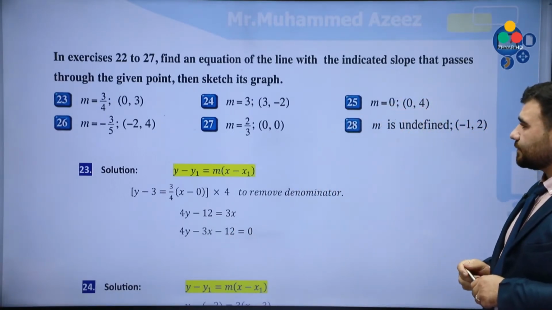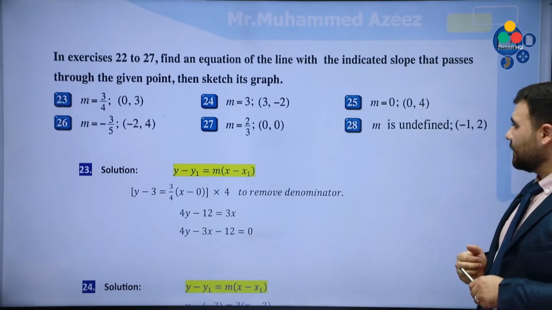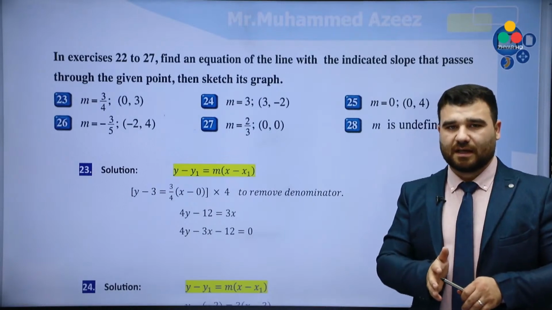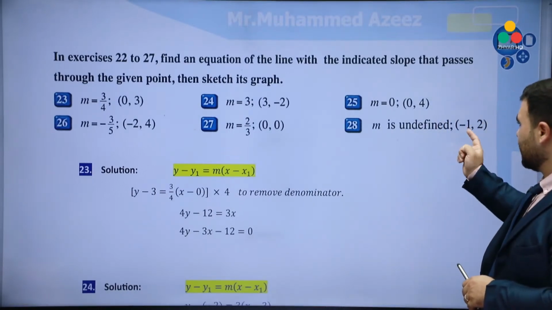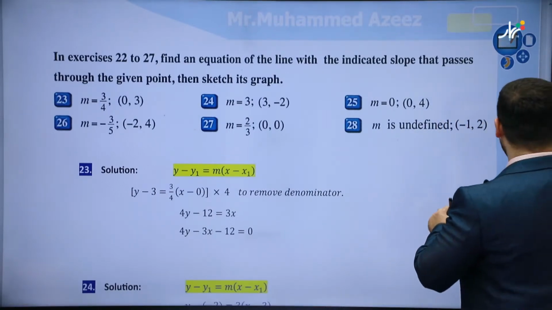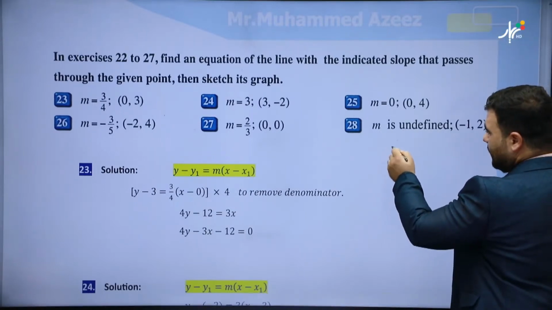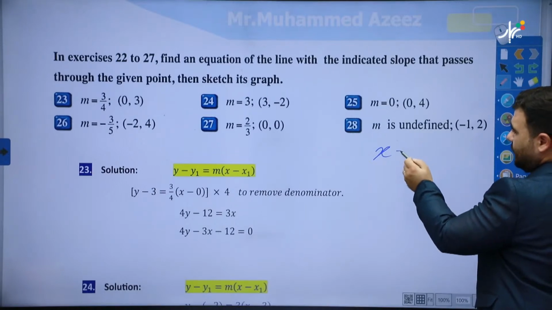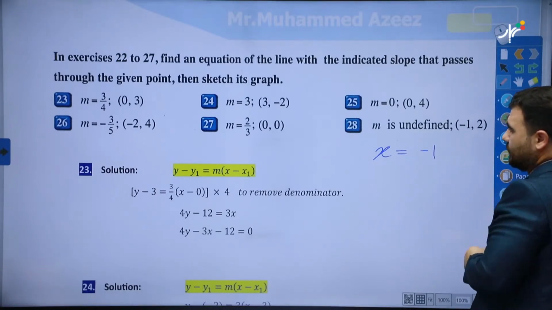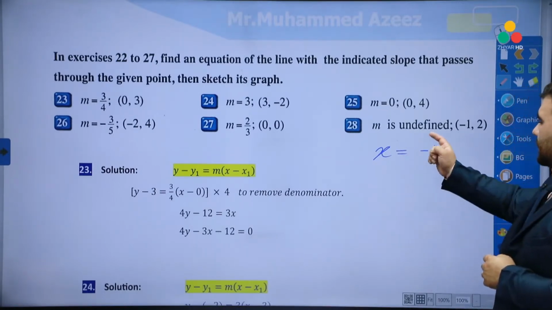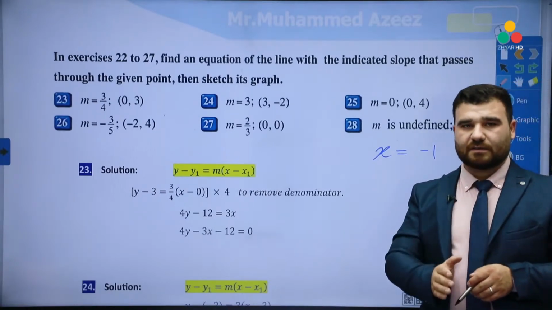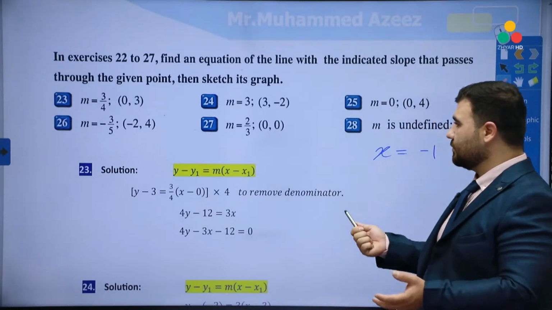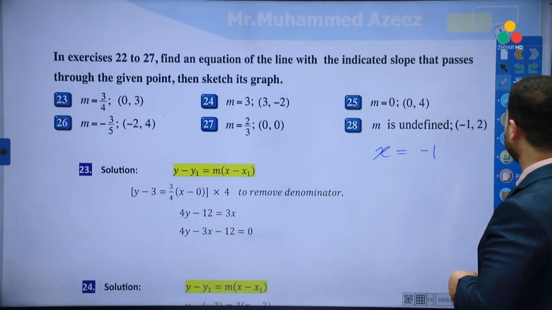When slope is undefined, the line is vertical. When we are dealing with a vertical line, only the x value matters. The x value is negative 1, so the equation is x equal to negative 1. Because the slope is undefined, the line is vertical. Let's do 27.